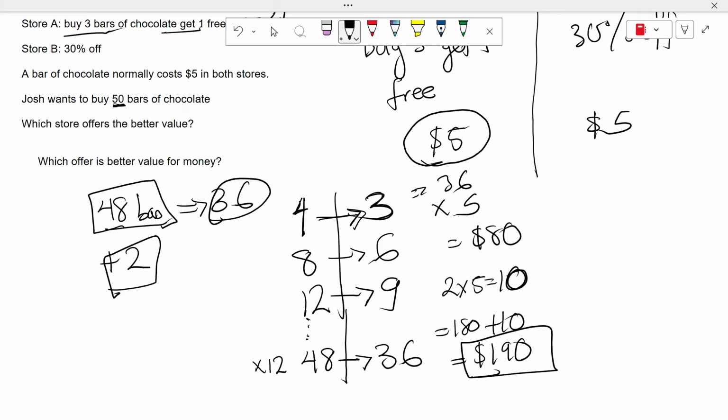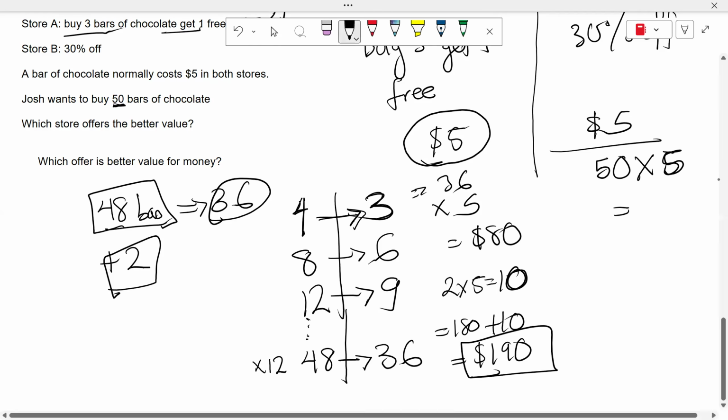Now, for the 30% off, that is just straightforward. Josh wants to buy 50 bars, so 50 times 5, that will be $250.